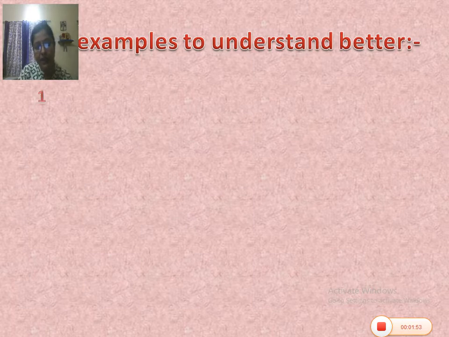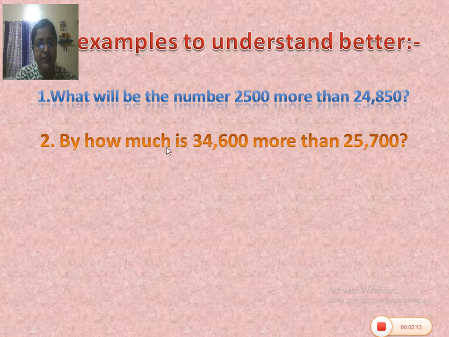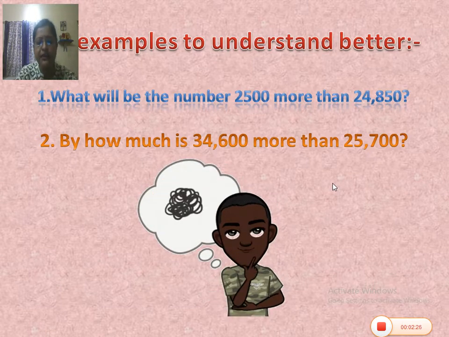Here we have the first question. What will be the number formed 2500 more than 24,850? And we have a second question along with it. By how much is 34,600 more than 25,700? If you check both the questions carefully, you will find a thin difference between both the questions.